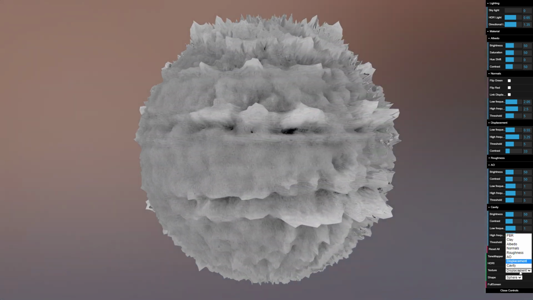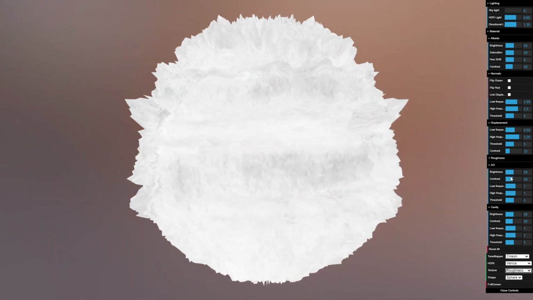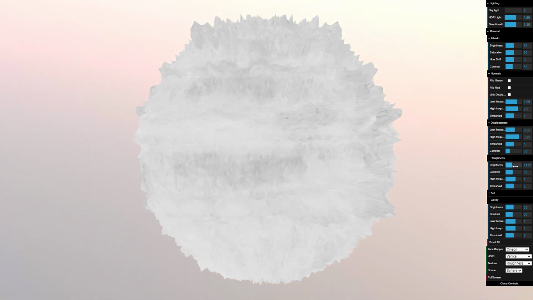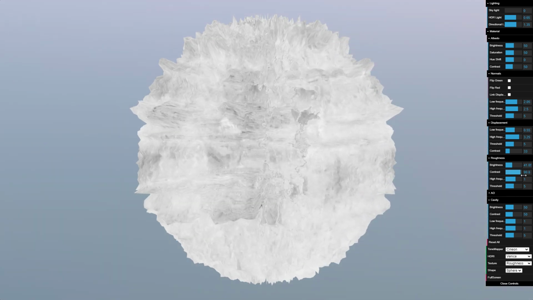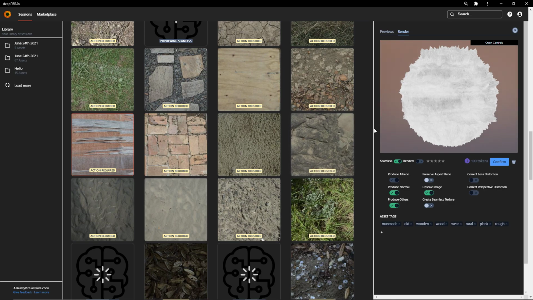So let's go to roughness. That can be dialed up. It's not quite showing you how it should be, I guess. Let's dial down the brightness. This is really for if you find that the system isn't giving you exactly what you'd expect.